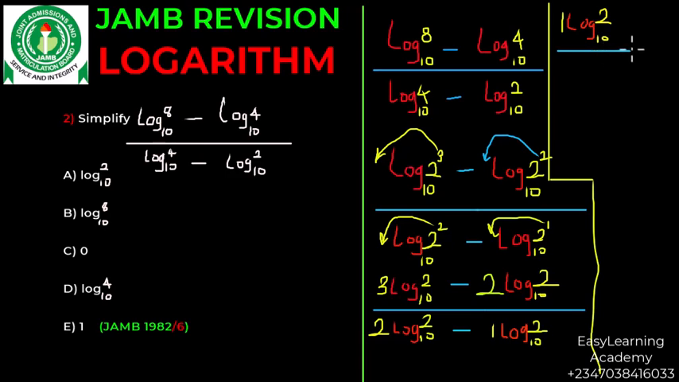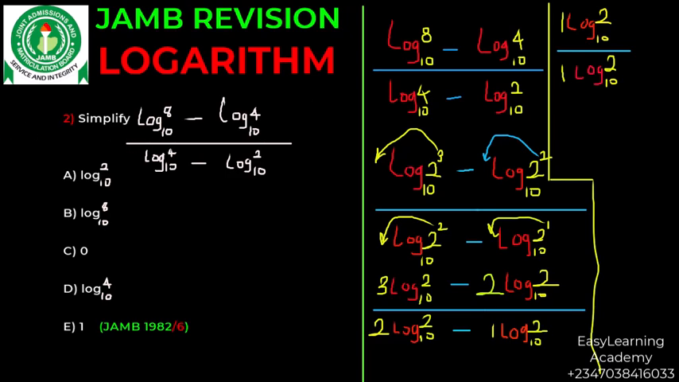So everything there divided by 2 log 2 base 10 minus log 2 base 10, because 1 is here. So 2 minus 1 first is going to give us 1, and we're going to have the same thing. So we have here 1, and of course the remainder, log 2 base 10.